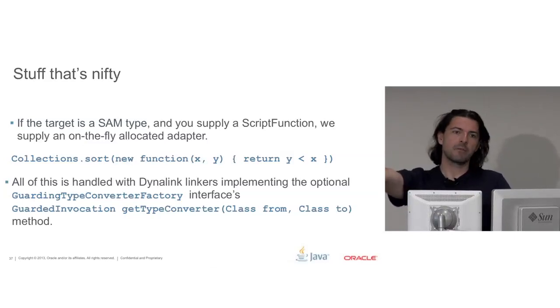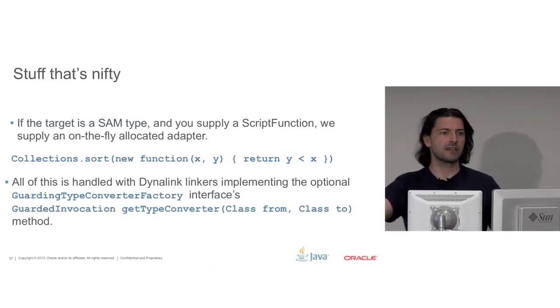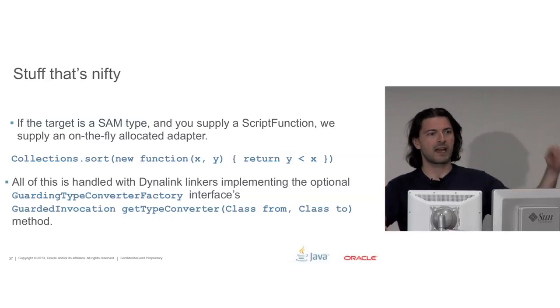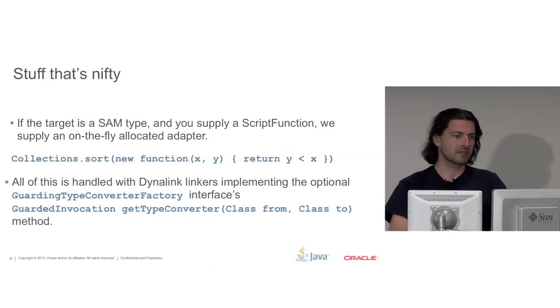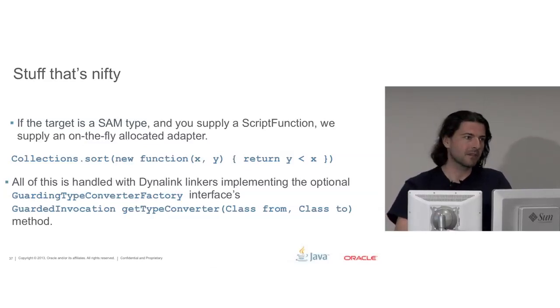Stuff that's nifty in our type conversions is that if you're invoking a Java method and it accepts a SAM type, then you can just pass a function, and the type conversion will figure out, here's a function, I need a SAM type, and on the fly create an adapter that uses the function as the implementation. So for a collection sort, you need a comparator. It's sort of an instant lambdafication for JavaScript.